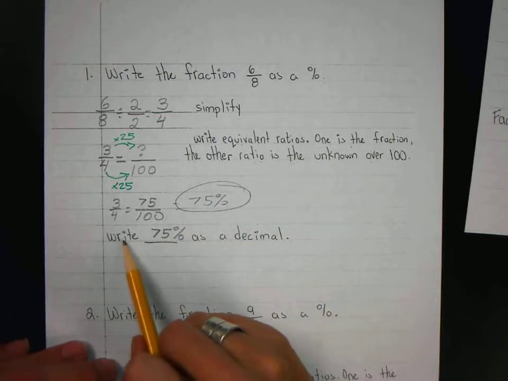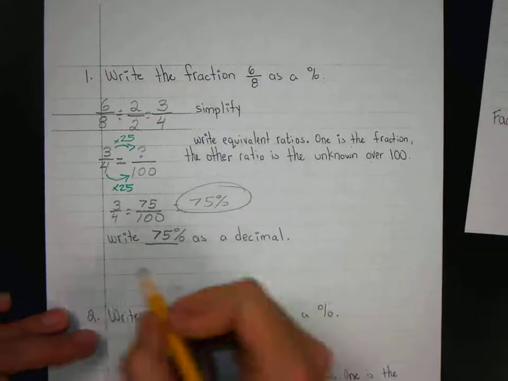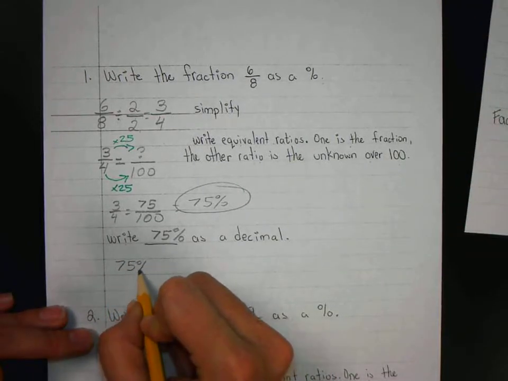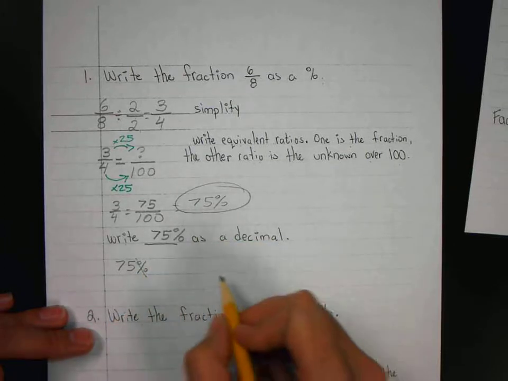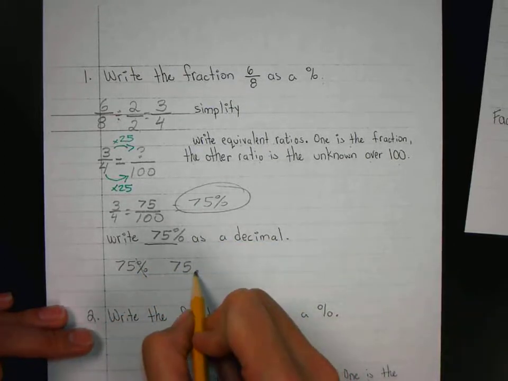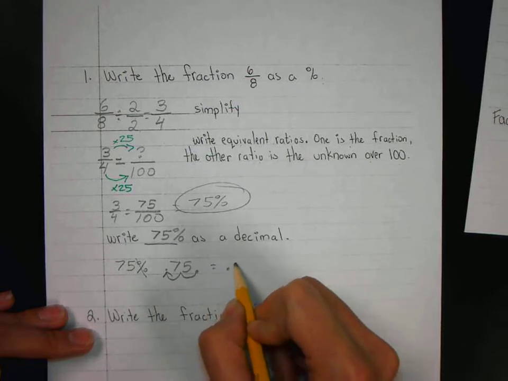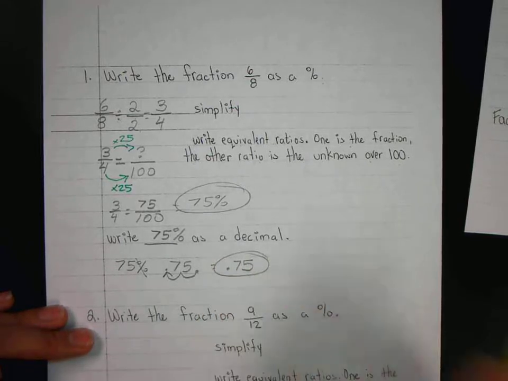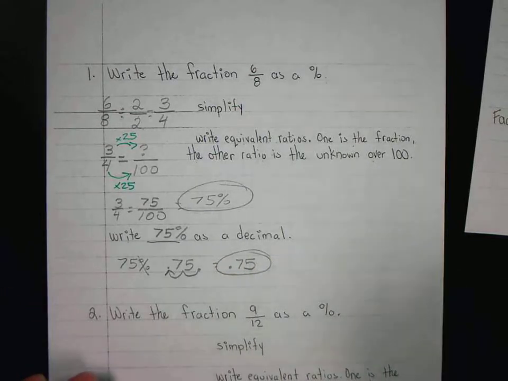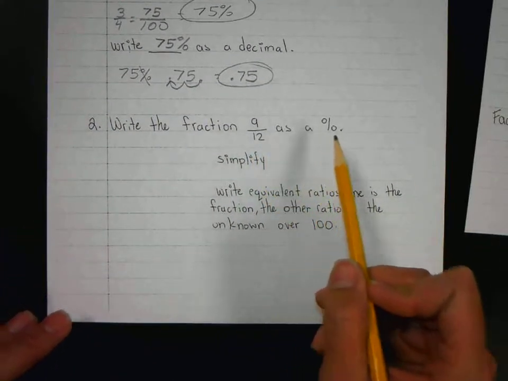Now, I'm asking you to write 75% as a decimal to practice what we learned in Part B. So if we take 75%, we get rid of the percent sign. We take 75, it has a decimal. We move it how many places to the left? 2. 1, 2. And then our answer is going to be 0.75 as a decimal. All right, last one. Write the fraction 9/12 as a percent.